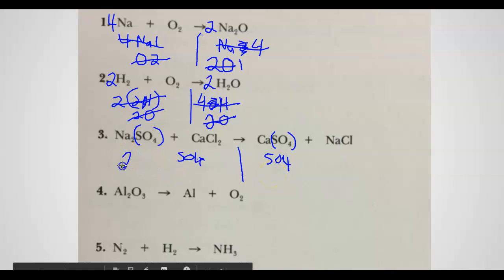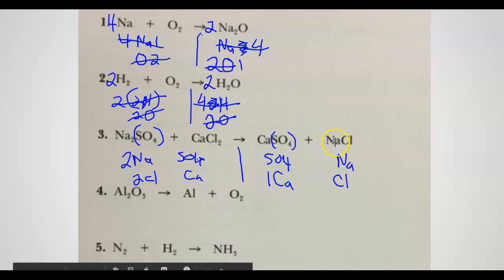I've got 2 sodiums. Here I've only got 1 sodium. I've got 2 chlorines here. I've got 1 chlorine over here. I've got 1 calcium on each side. 1 calcium there. So my sulfates, 1 and 1, are the same. Calcium, 1 and 1, are the same. But I've got 2 sodiums on this side and 2 chlorines. Here I've got 1 and 1.